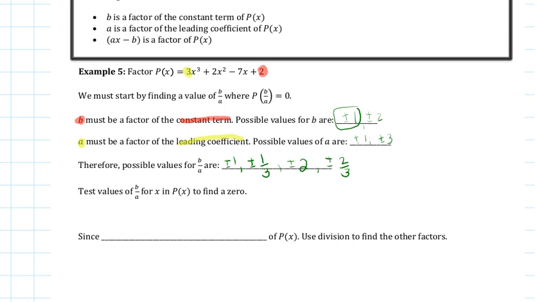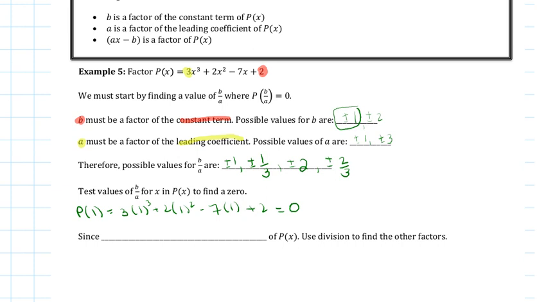Okay? Now, where do you start with the testing? I usually start with testing the integers. Okay, I start testing integers that are not fractions. It's easy to find. So let's start with P of 1. So that's going to be 3 times 1 cubed, plus 2 times 1 squared, minus 7 times 1, plus 2.